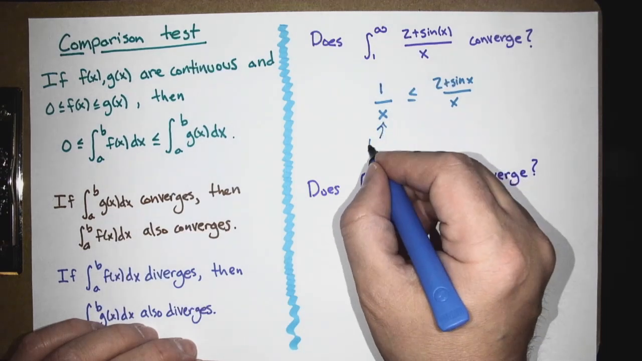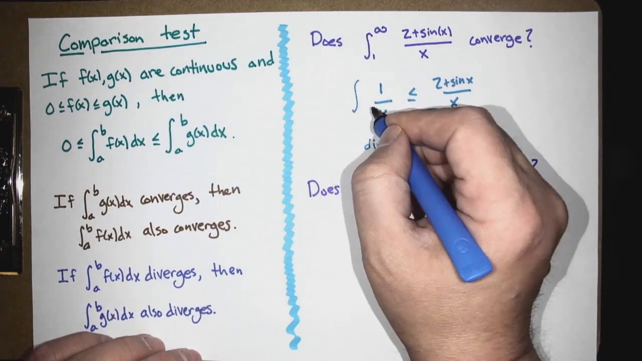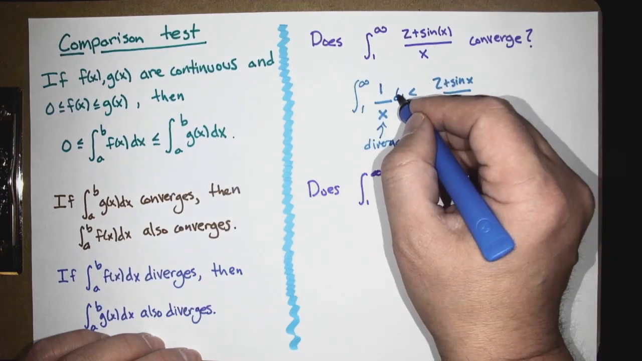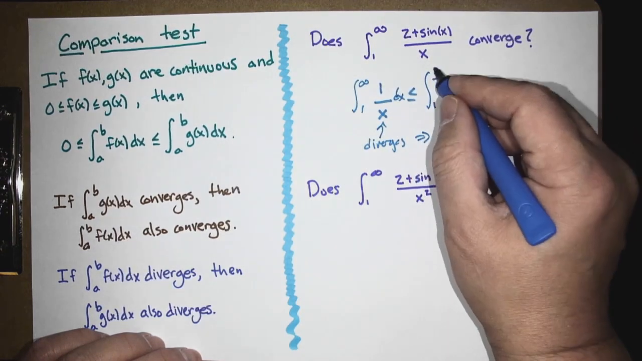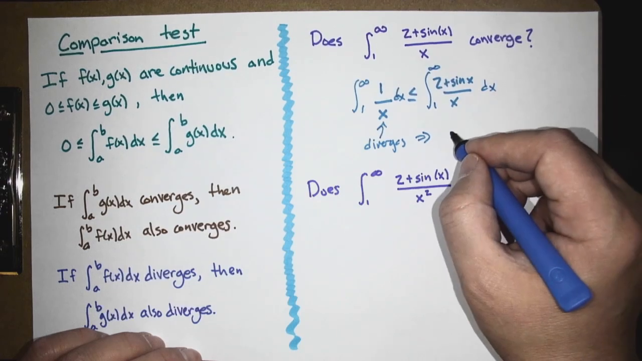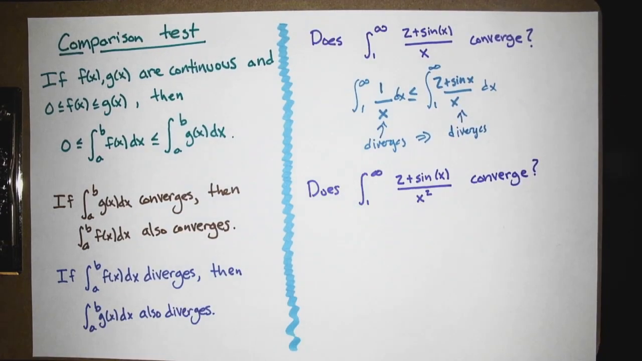This integral diverges when we talk about the integral from 1 to infinity. So that implies that when we look at this integral, this diverges. So by putting this 2 plus sine x over x above something which diverges, we know that integral diverges.